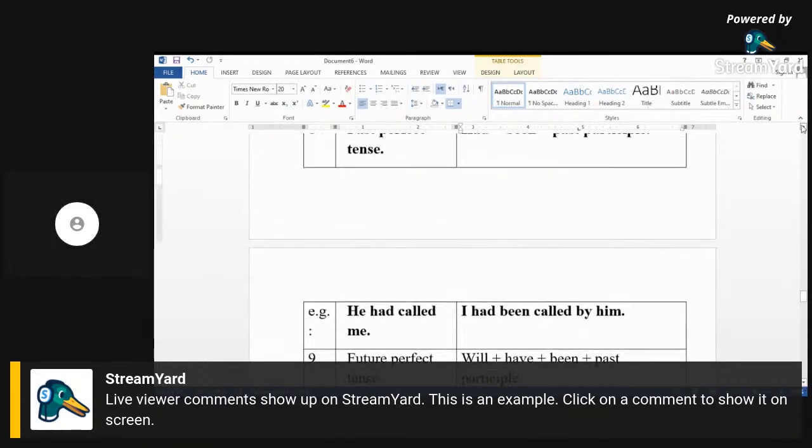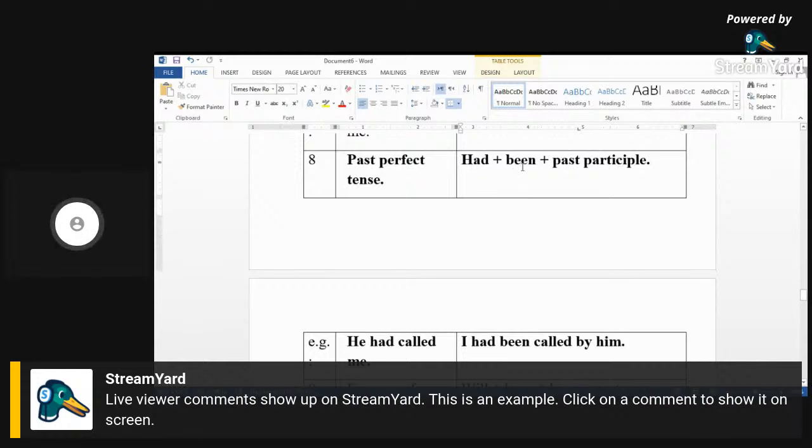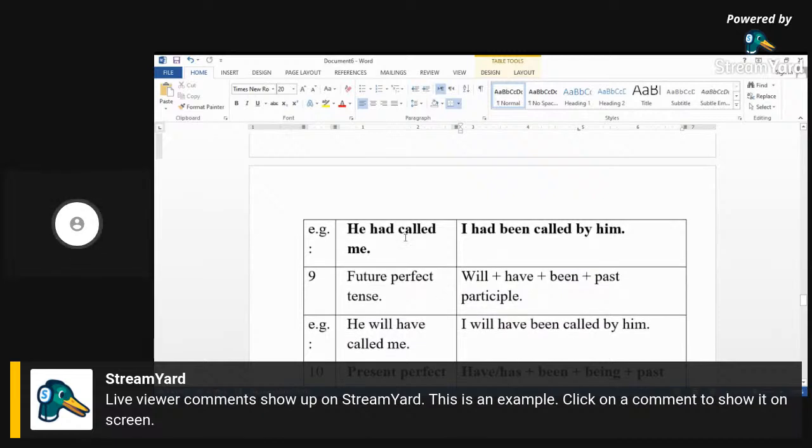Past perfect tense. So what structure do we have? We have had plus been plus past participle. Look at the example. He had called me. I had been called by him. So this is the past perfect tense. Future perfect tense: will plus have plus been plus past participle. He will have called me. I will have been called by him. Look how we have changed it. We use will here as we have in the structure. Here we have will as well. Then we have been, and then we have the third form of the verb, called.